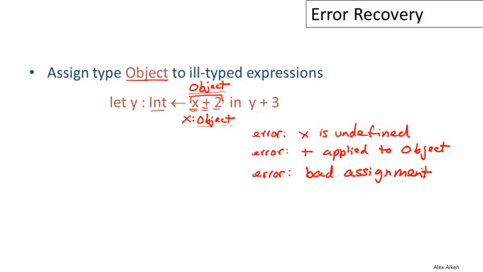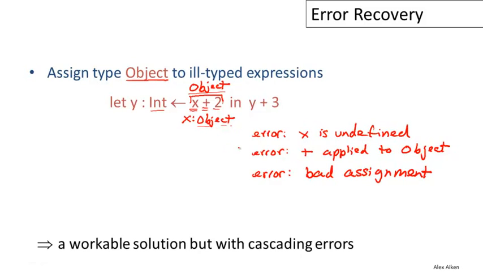So the nut of the problem here is that this simple recovery strategy works. We do recover, we continue type checking, but a single error leads potentially to lots of other errors. So this is a workable solution. It achieves the goal of recovering, but in general it will lead to cascading errors. Once you have one type error, that type error will just cause many more, because not very many things can be done with something of type object, and probably the code was written assuming some more specific type.